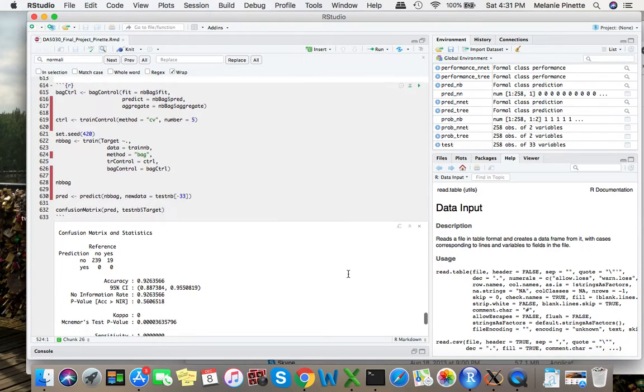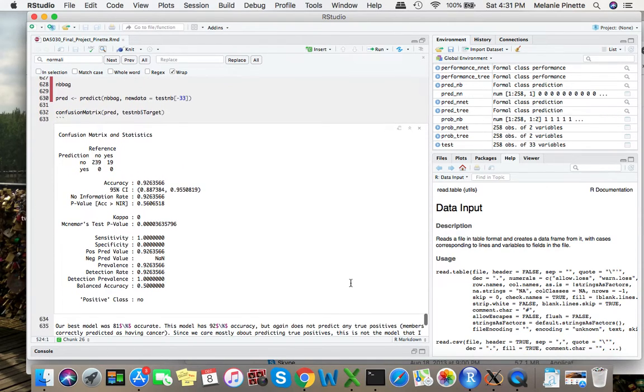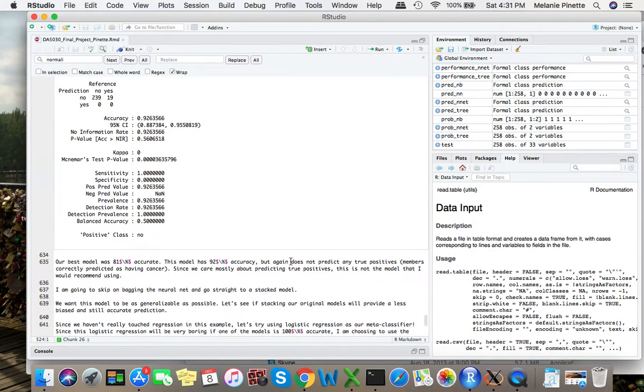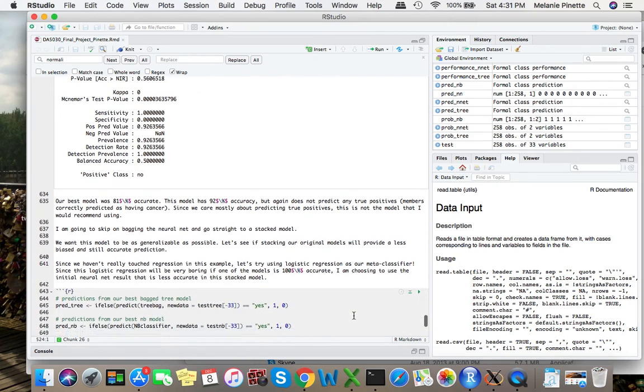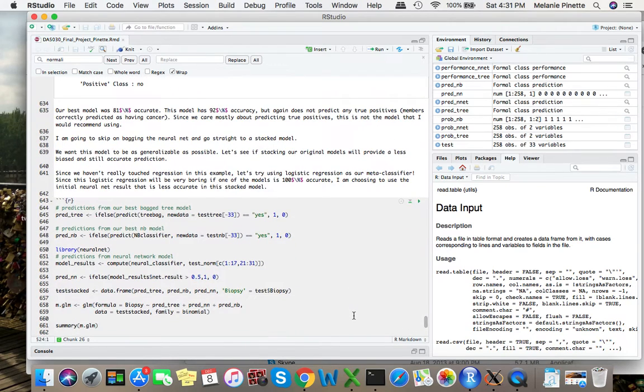When we ran this on the neural network, we didn't see any improvement in accuracy in terms of predicting the actual cancer patients. So again, we'll just skip bagging for the naive Bayes as well. Even though it had improved accuracy, it didn't do a good job of predicting true positives. So we'll just use our original naive Bayes result.